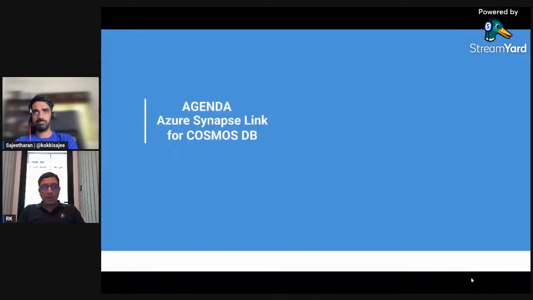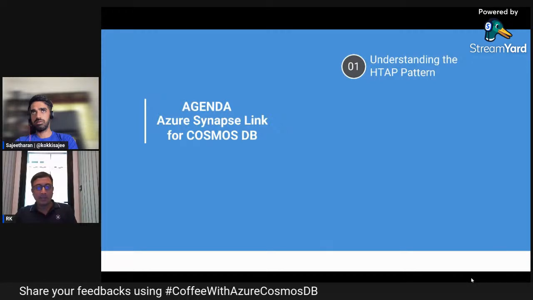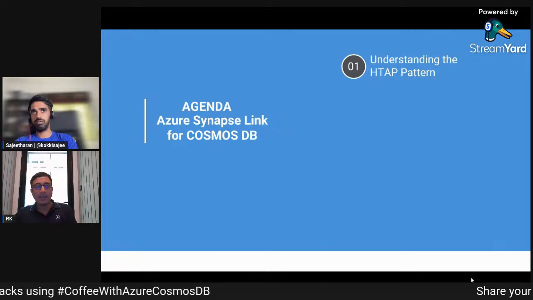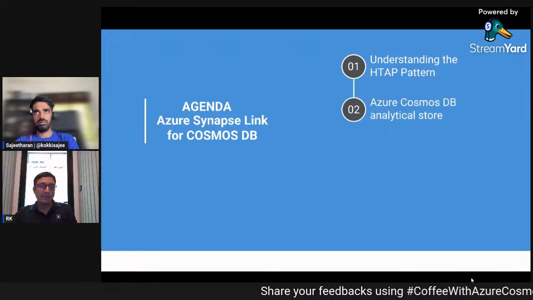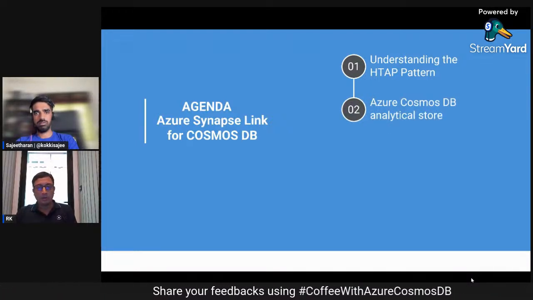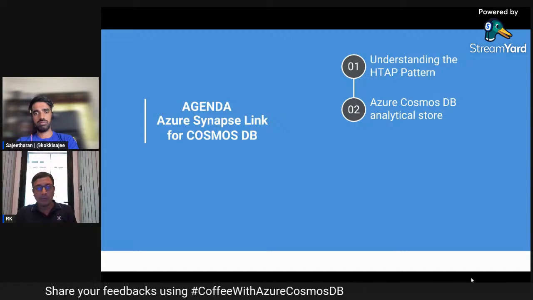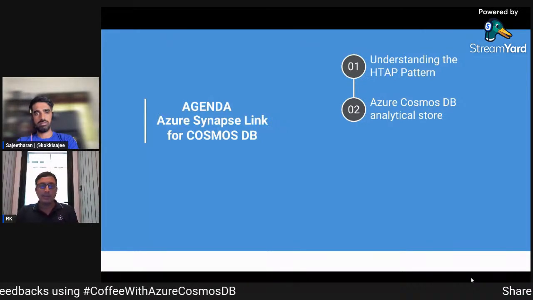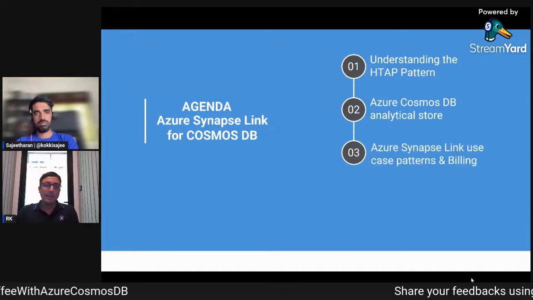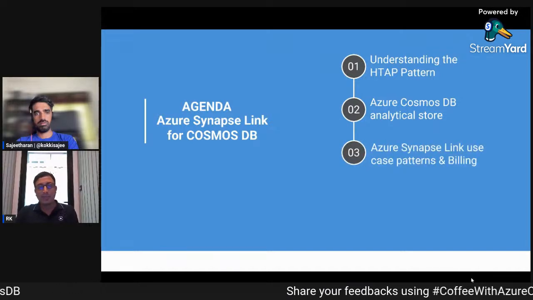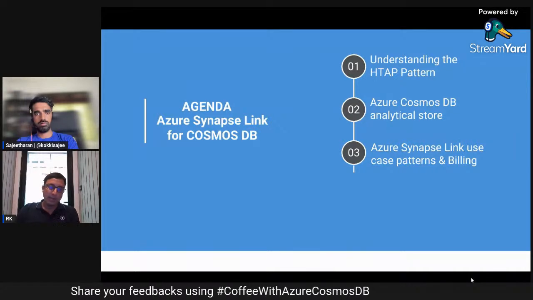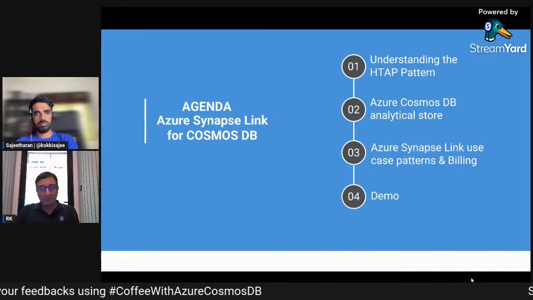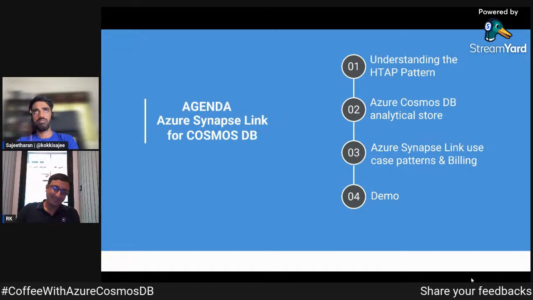So today I will be talking about Azure Synapse Link for Cosmos DB. Let's quickly look at the agenda. We'll start off with understanding the HTAP pattern, which is the emerging pattern. The next is to understand the Cosmos DB analytical store, which is a key component for Cosmos DB Synapse Link. Next, we'll understand the different use case patterns and the billing for Azure Synapse Link for Cosmos DB. And last, we have the demo. So let's quickly get started.